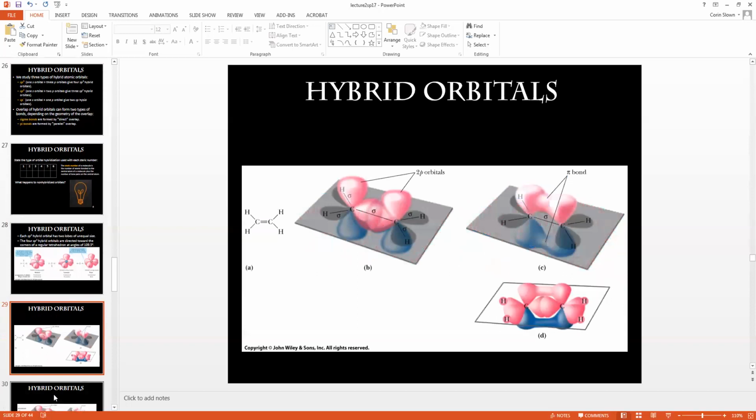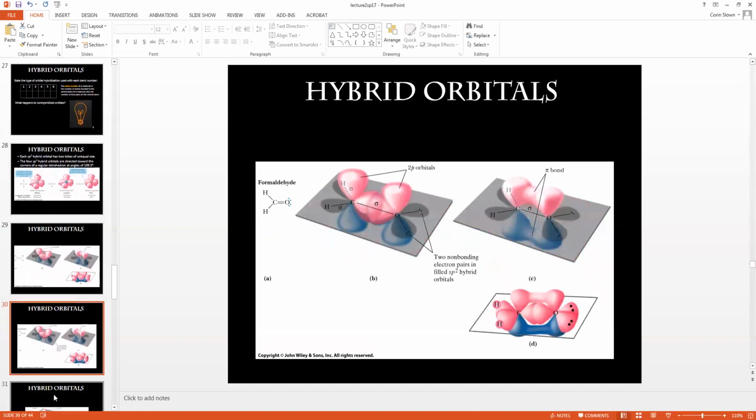If I take a look at two p orbitals, I can see the overlap to form a pi bond. This is what I see with ethene in A. Another representation of that is in B. C is another representation showing that pi bond. D is the way that those electrons actually look in space.